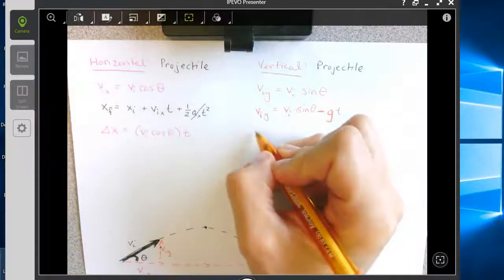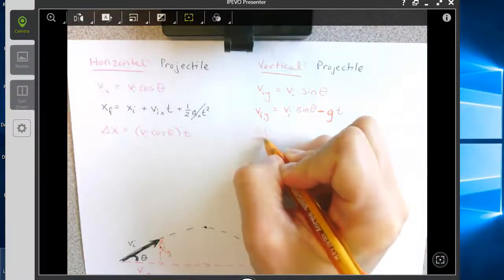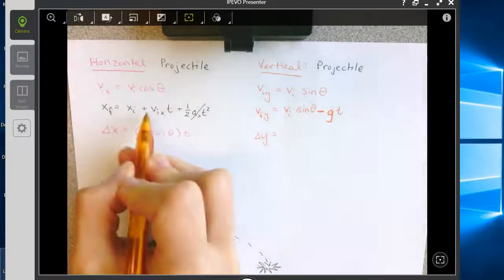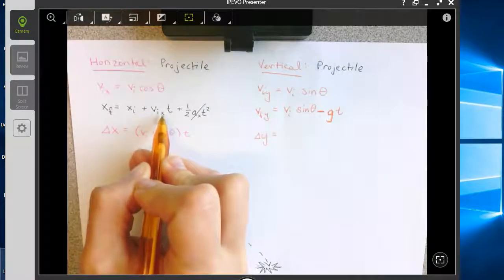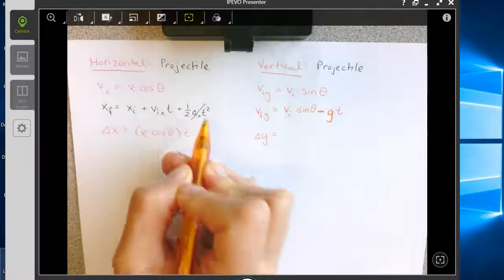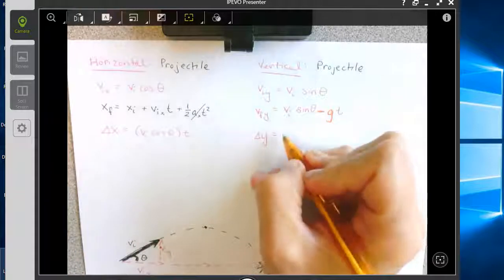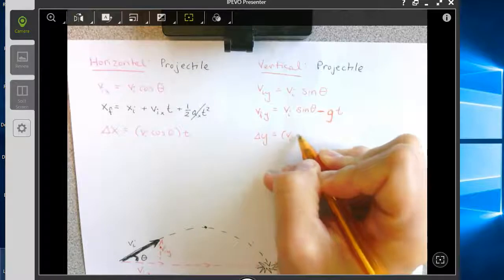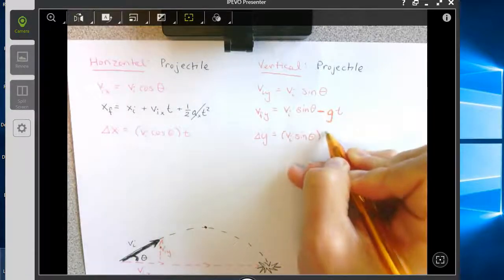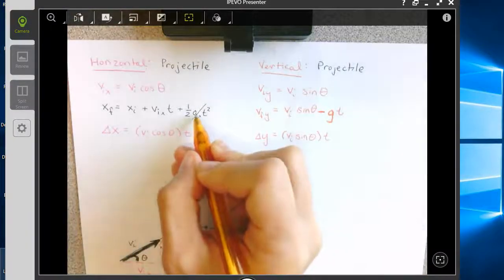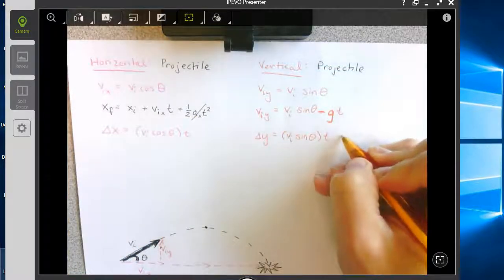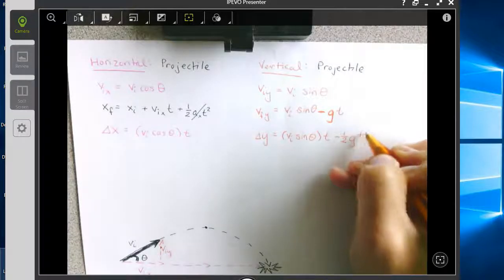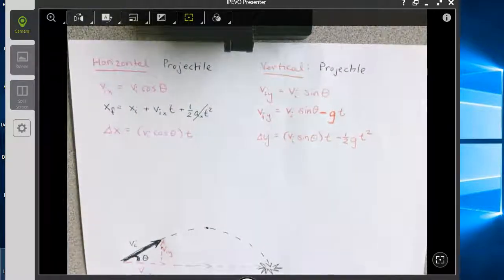Similarly, the final height we've fallen, YF minus YI, is going to be VIY t plus 1/2 AY t squared. Let's see. Initial velocity in the y direction is VI sine theta, multiplied by time. However, our 1/2 AT squared here does not cancel out. We still have 1/2 of negative 9.81 meters per second squared times t squared.